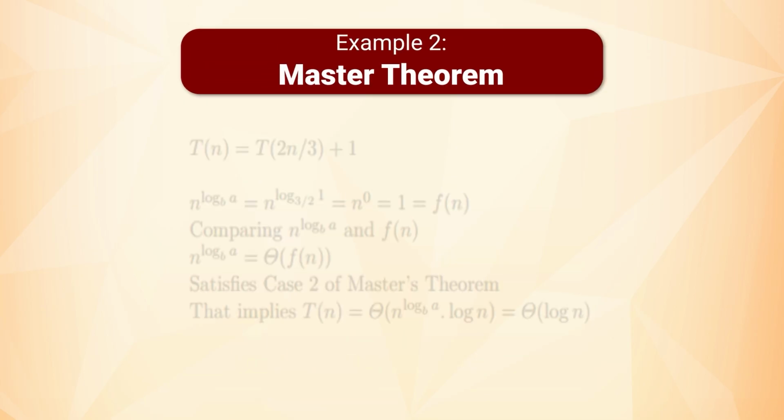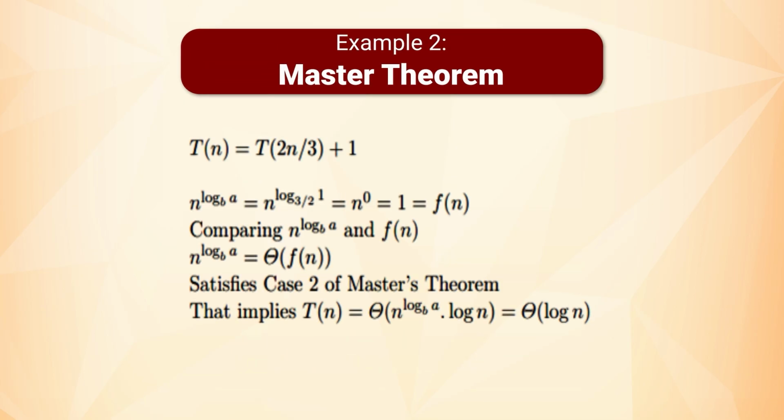Example 2. Every time we get the format T n equal to A T n by B plus F n, we calculate the value of A, B and n to the power log A base B. Here A value equal to 1, B value equal to 3 by 2. Log of 1 at any base is 0. So, n to the power 0 is 1, and that is equal to F n. Here n to the power log A base B and F n are both the same.